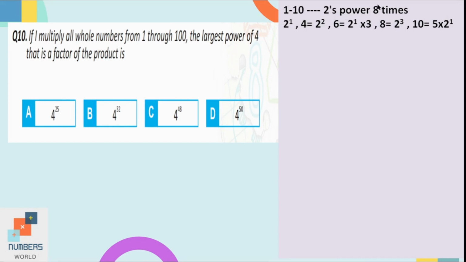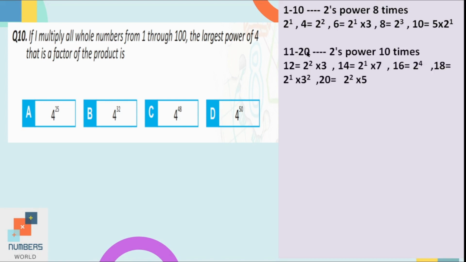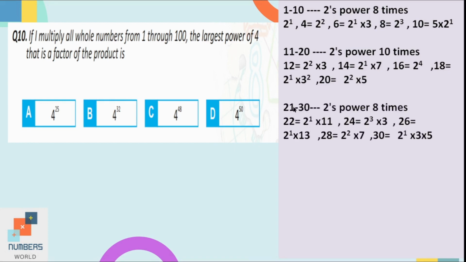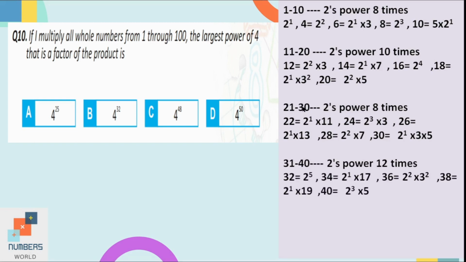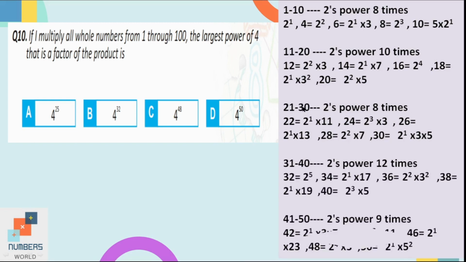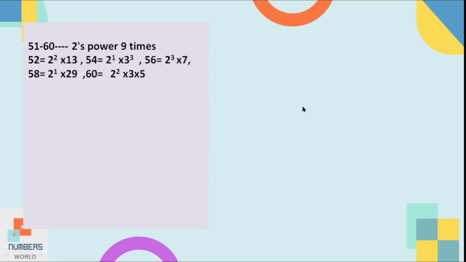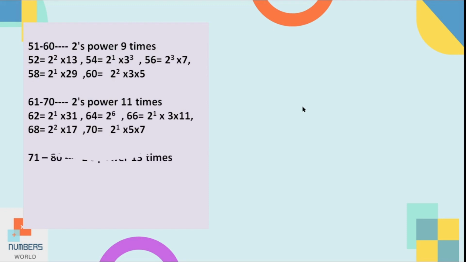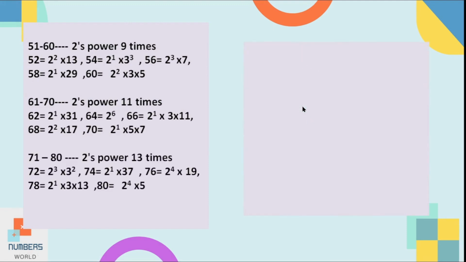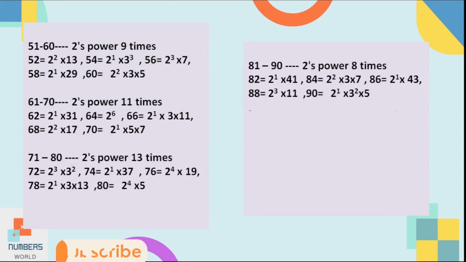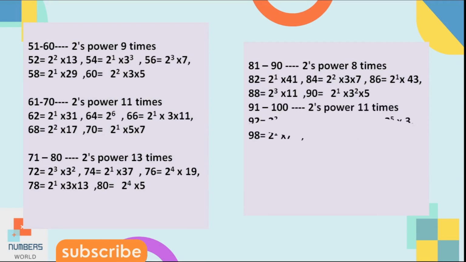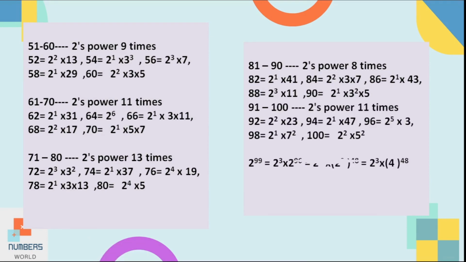Similarly, we will find the number of powers of 2 from 11 to 20, which is 10 times. Then we will count the number of powers of 2 from 21 to 30, that is 8 times, and we will continue the working. So from 91 to 100, we can count the powers of 2 11 times. In total, there are 99 powers of 2 from 1 to 100.